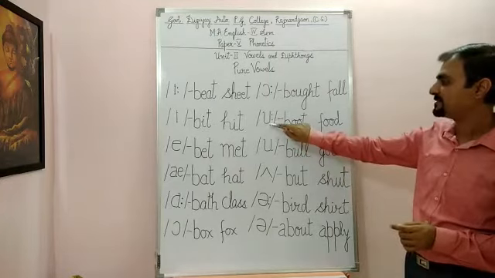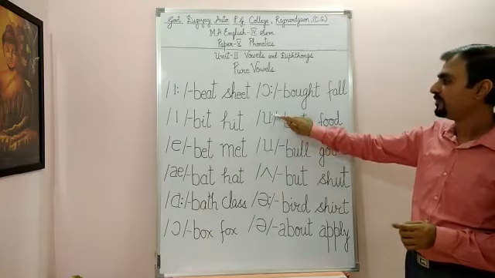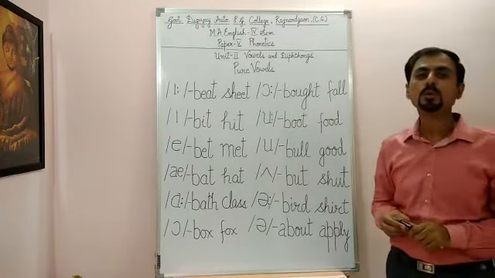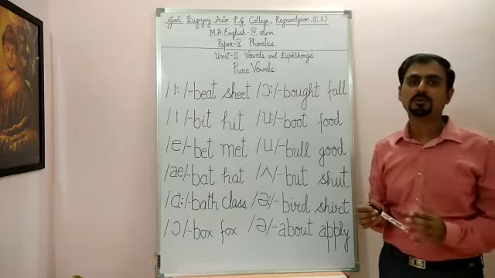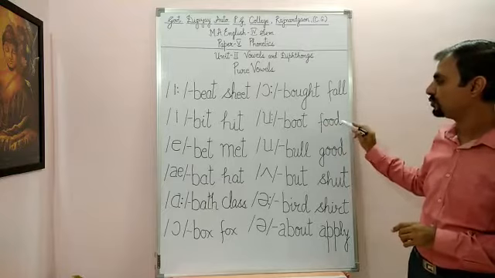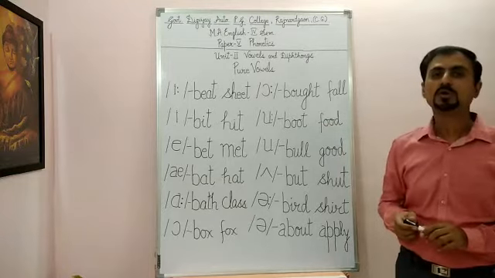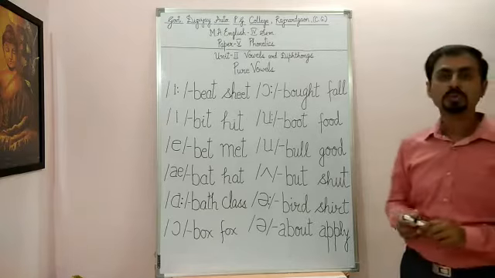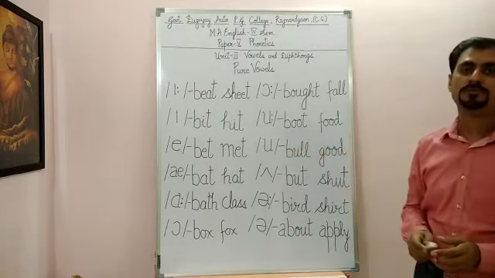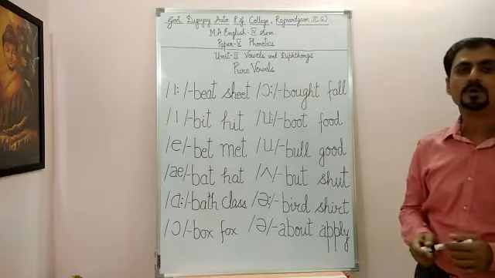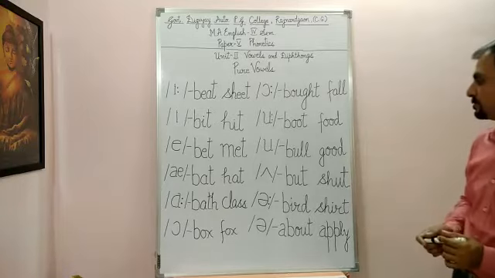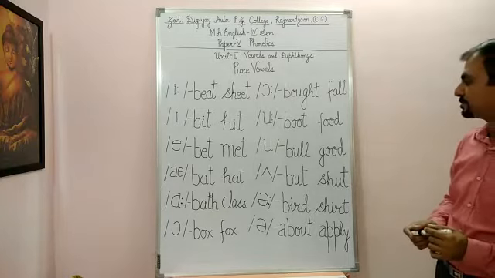Then we have /uː/. The symbol is a small letter u with a colon mark, and the sound is pronounced as oo. It is a long vowel, so it is pronounced a little longer. /uː/ as in boot, food, shoot, mood. Next is short /ʊ/. /ʊ/ as in bull, good, should.